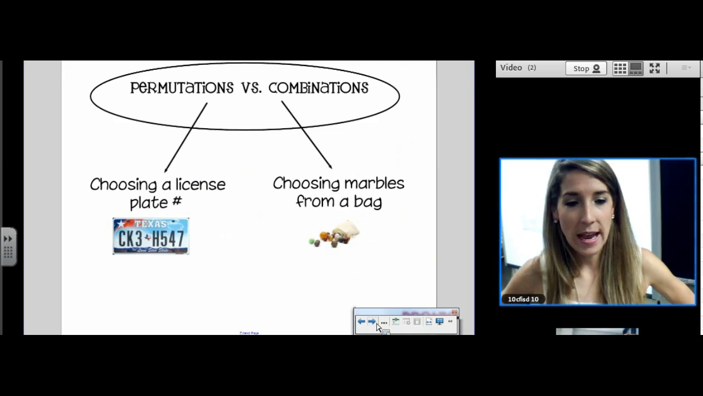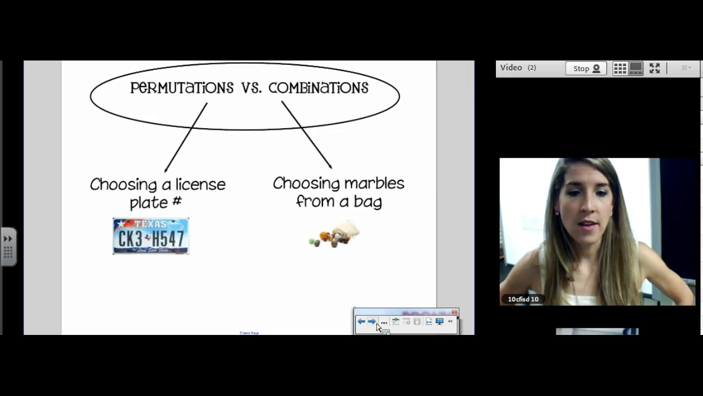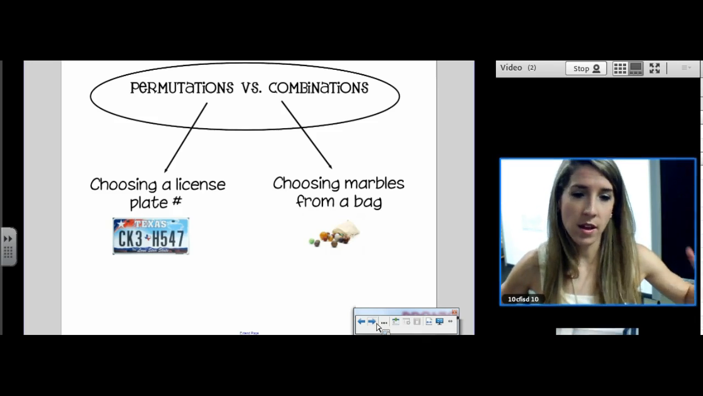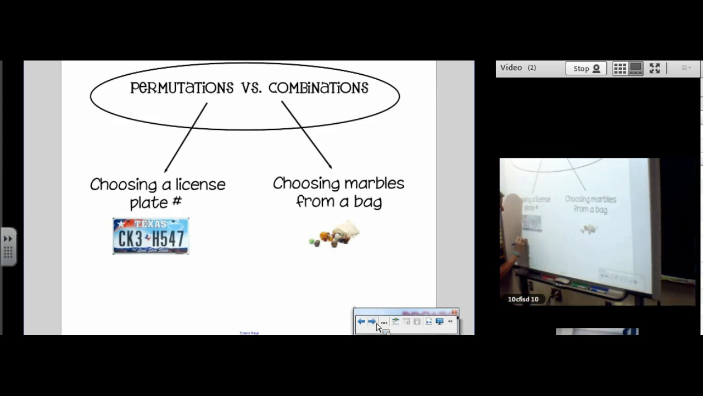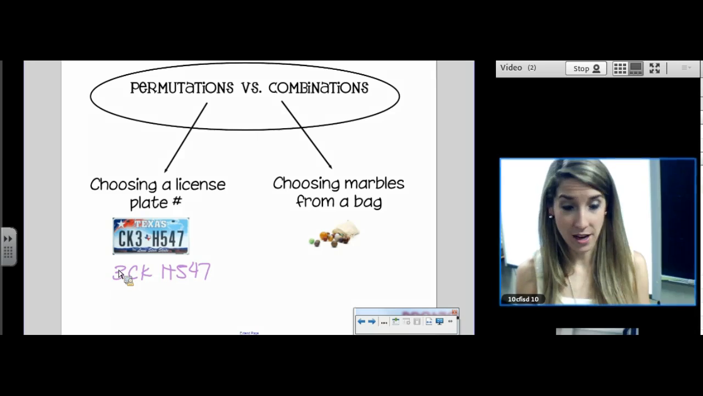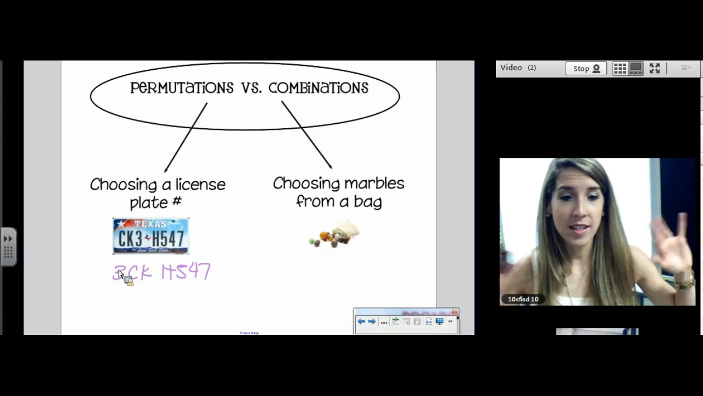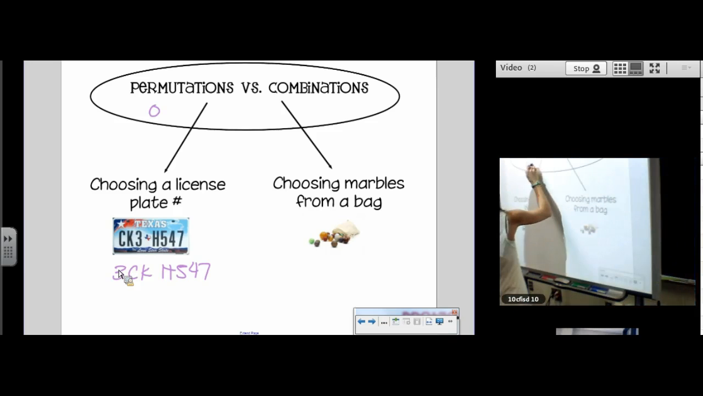Now let's talk about permutations versus combinations. So there's different ways that we can categorize things depending on what we want the result to be. If you are looking at license plates, for example, the order matters. The order of the letters or numbers absolutely matters. That license plate and this license plate have the same characters. But are those the same license plate numbers? No, because the order would matter in a license plate. So with a permutation, the order matters.